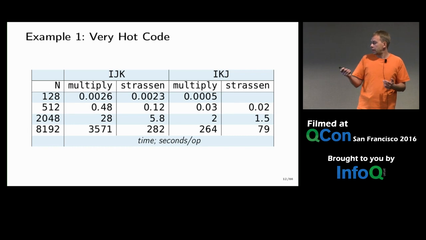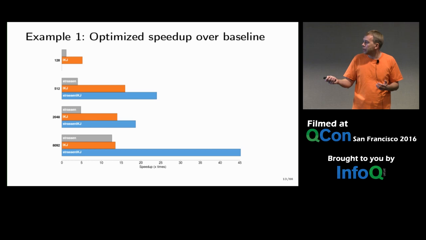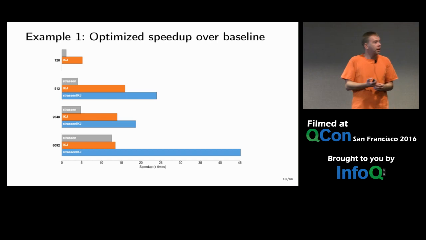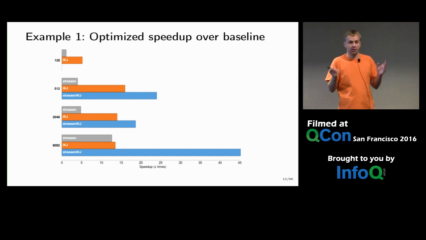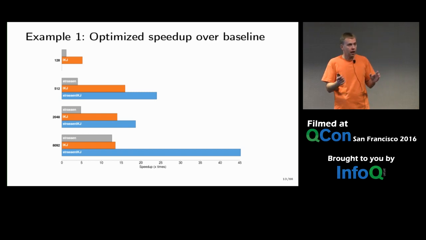So finally, here is a chart. It's a matrix. Here for 128 the new Strassen doesn't give any performance benefits. But here is the original Strassen, here is our improved loop sequence, and here is the modified Strassen. And finally, for large matrices, we could get up to a 45 times performance boost. That's significantly better. Any questions about that example, guys?